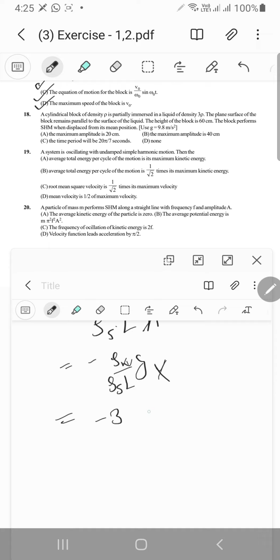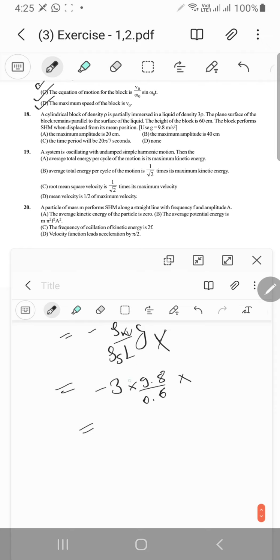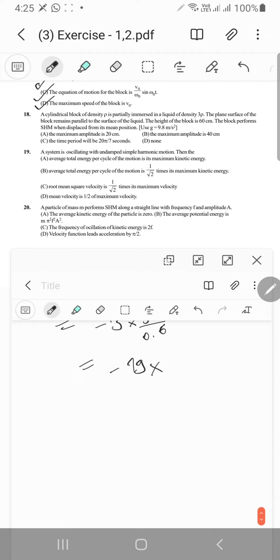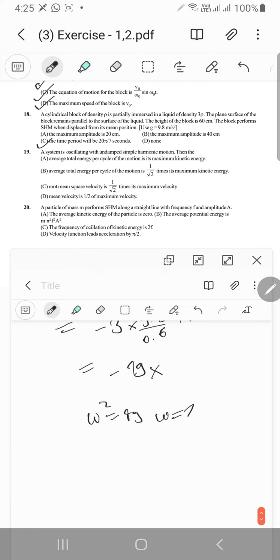upon L. What's that ratio? g is 9.8. The height of the block is 60 centimeters, so it should be 0.6, so the acceleration is minus 98 upon 2, like minus 49 x. So omega squared is 49, omega is 7, and the time period is 2 pi by 7 seconds. Yes, that's correct. I did put everything in SI units.